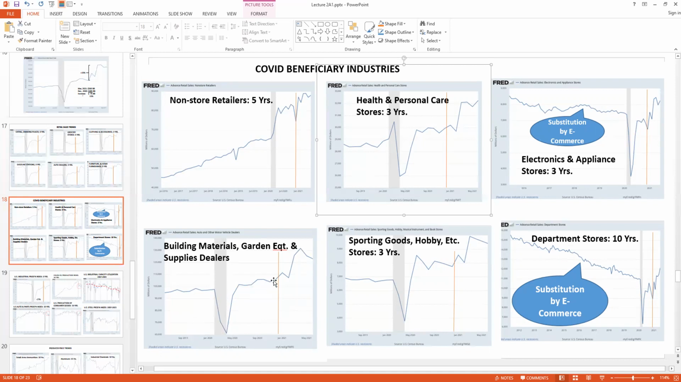Building materials and garden equipment. People didn't travel in 2020 as much. They couldn't get on airplanes. They couldn't get on trains. A lot of places just were scary because of the pandemic. And so folks stayed home and took care of their yards. And they got sporting goods and enjoyed those more. And so sporting goods stores and manufacturers of sporting goods did quite well right after the pandemic occurred.